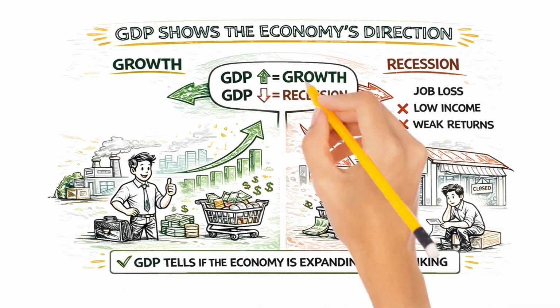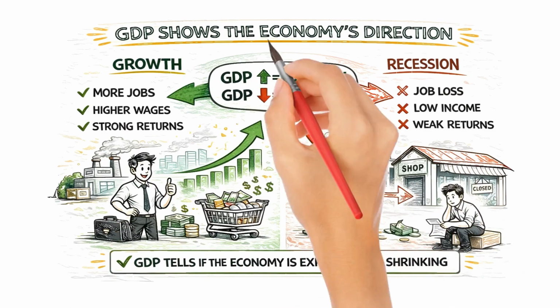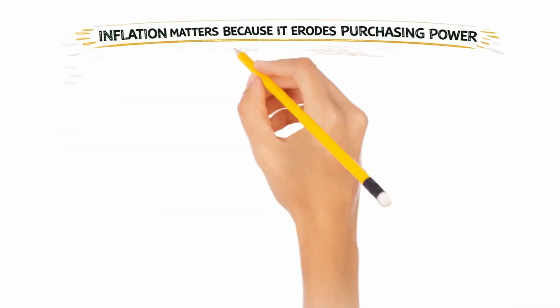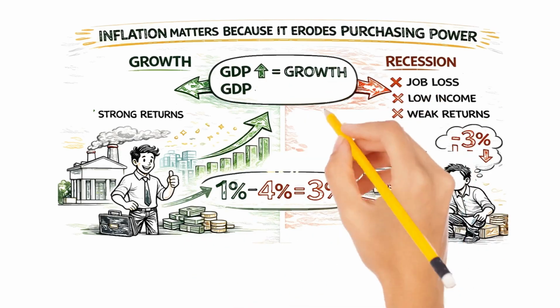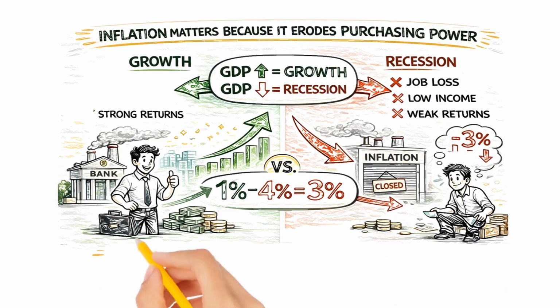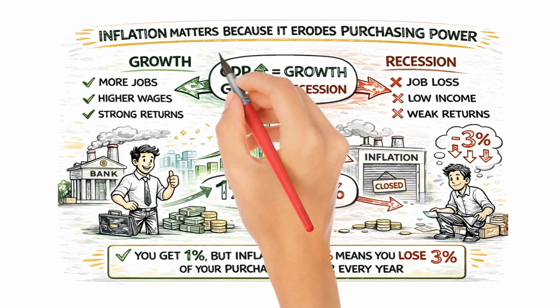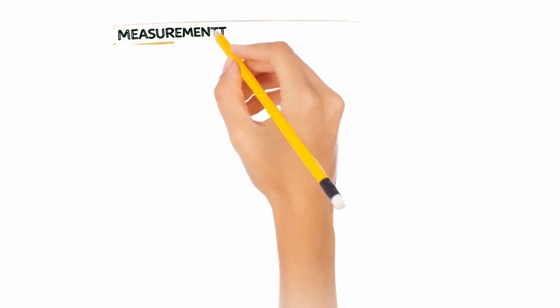Measurement 2, inflation, the rate at which prices are rising across the entire economy. Not just one thing, everything. When inflation is 3%, your dollar buys 3% less than it did last year. Inflation matters because it erodes purchasing power. If you have money in a savings account earning 1%, but inflation is 4%, you're losing 3% of your purchasing power every year. You're getting poorer even though your account balance is rising.